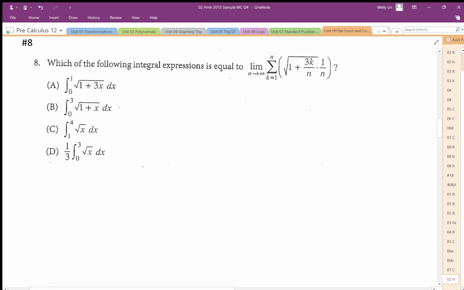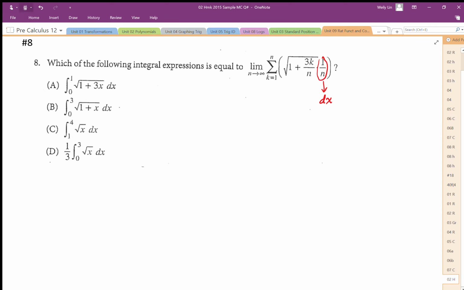Well, if we take a look at this limit as n goes to infinity, and we look at the last term, 1 over n, essentially this term is becoming 1 divided by infinity, and it's making our multiplier tend to 0. So this is similar to dx. It's behaving like dx.